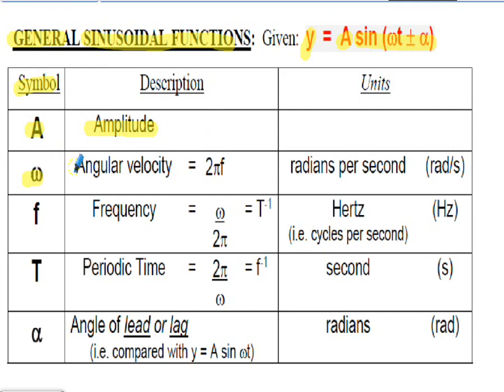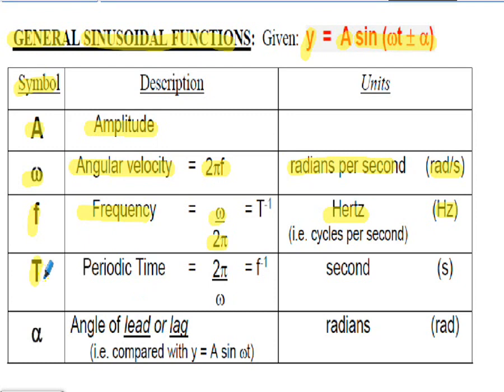Omega relates to the angular velocity in mechanical work, sometimes termed the angular frequency in electrical work, and that's defined as 2 times pi times f, which is the frequency. Omega has the units of radians per second, rads per second. Lowercase f is the frequency, and that's defined as omega divided by 2 pi. The unit of frequency is the hertz, a cycle per second, Hz.